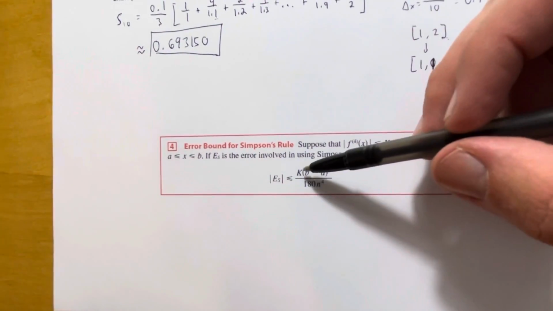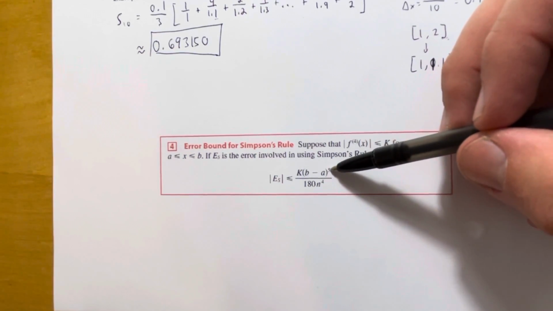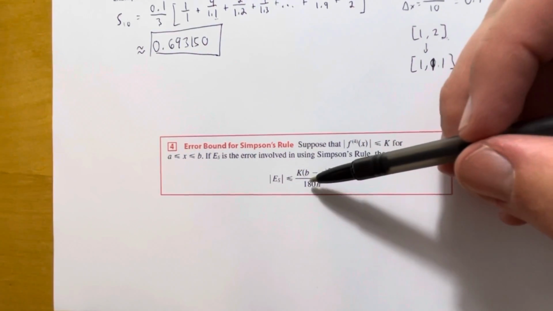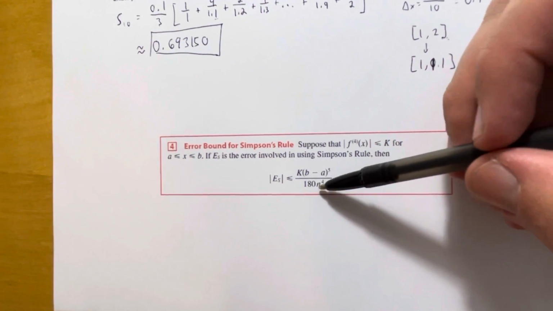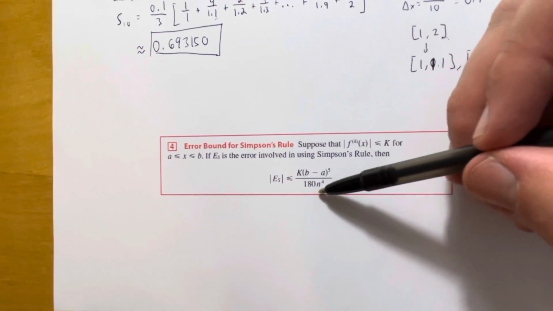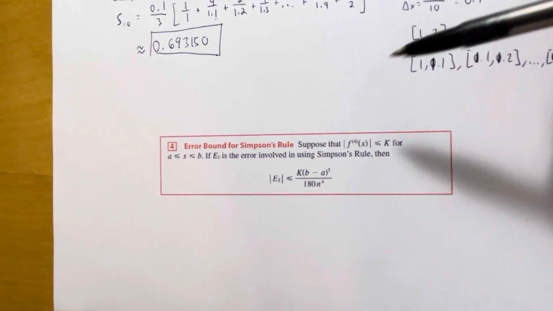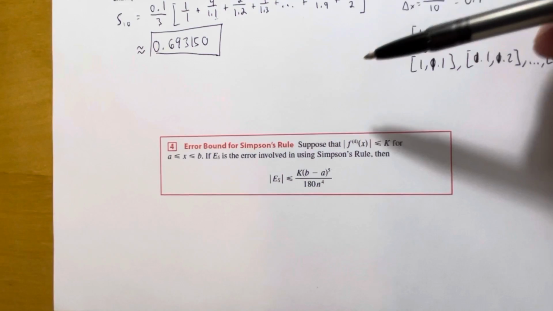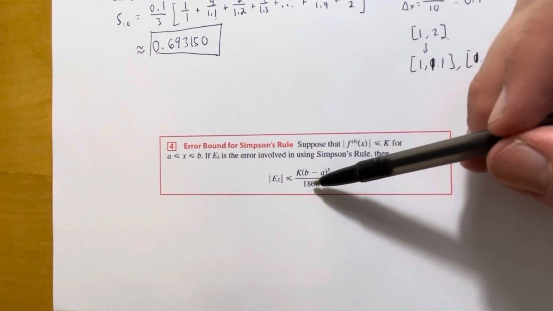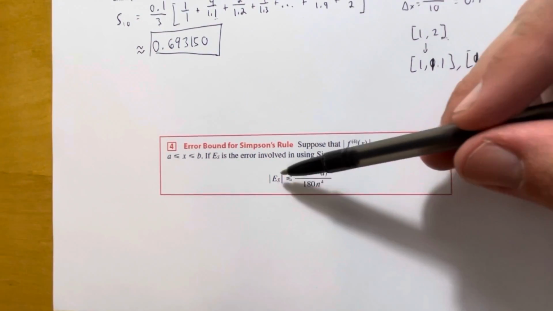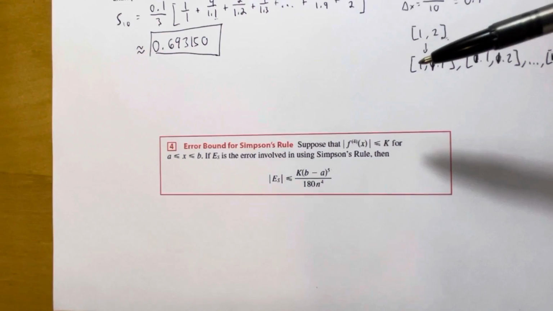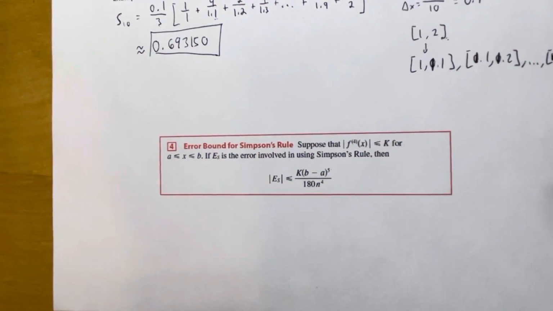And then the error bound is k times b minus a to the fifth power now, so a larger exponent, over 180 n to the fourth. This is a significantly larger denominator than we saw for our error bounds for the trapezoidal rule and the midpoint rule, which means we're going to get a much, much smaller error than we were seeing in those examples for the same value of n.